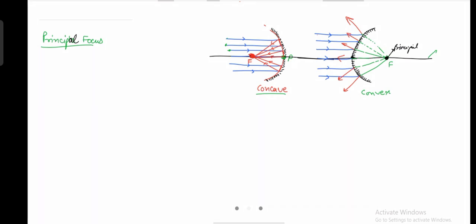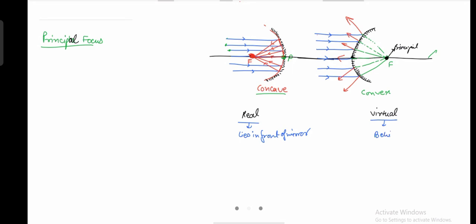Why is it called virtual? Because it is lying behind. So this one is called virtual, while this one is called real. Why is this one called real, and why this one virtual? You have to understand this also, because this one lies in front of the mirror. That's why it is called the real one. While this one is not lying in front of the mirror, instead it is behind. So that's why we call this virtual.